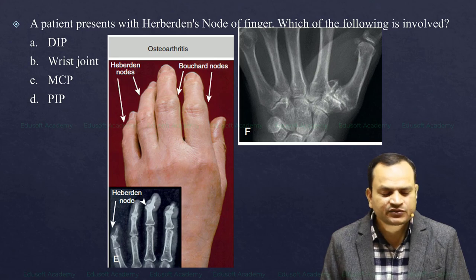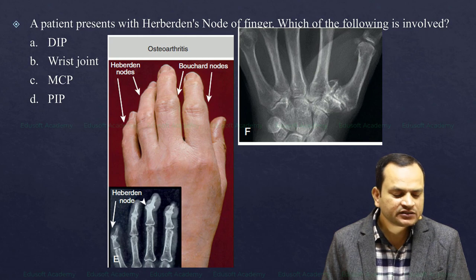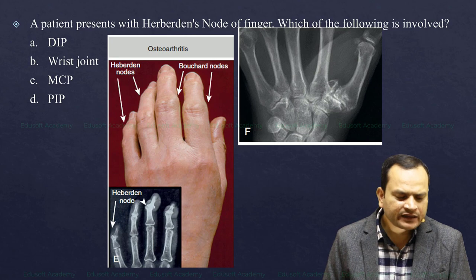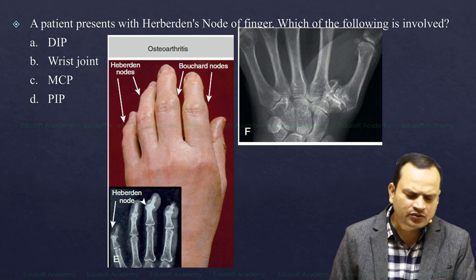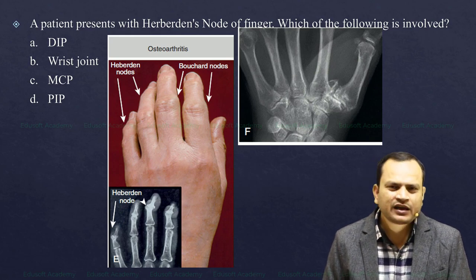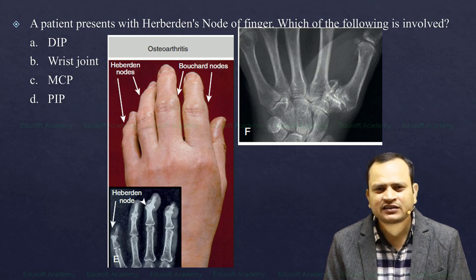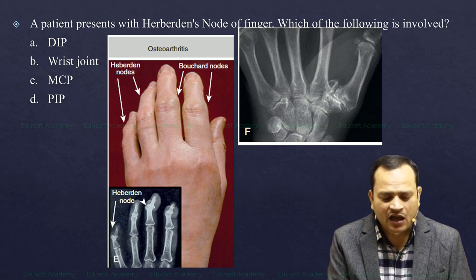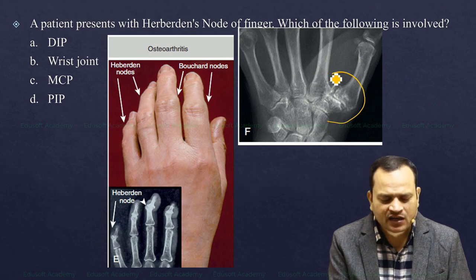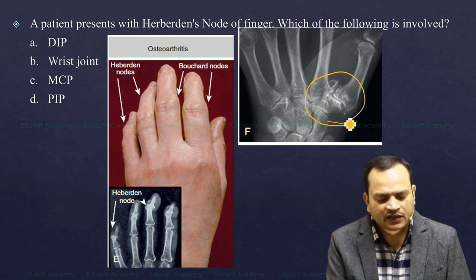A patient presents with Heberden's nodes of the finger. Which of the following is involved? The DIP joint, wrist joint, MCP joint, and PIP joint. Remember, these are Heberden's nodes and Bouchard's nodes. Both of these are features of osteoarthritis of the hand. As I already discussed, osteoarthritis mostly affects the DIP joints and the carpometacarpal joint. In this X-ray, if you see, the first CMC joint is involved. It is involved in case of osteoarthritis.